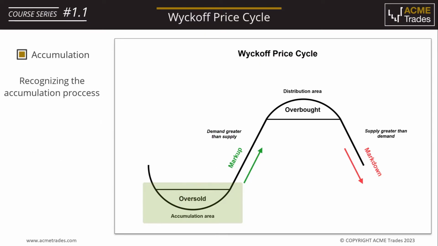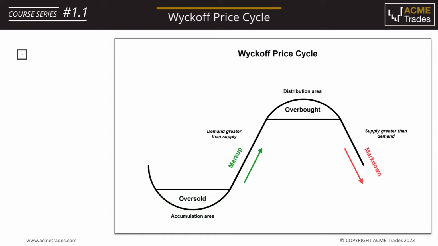Once we're able to recognize the process of accumulation, we too can position ourselves with the CO. There is much more to consider, such as timing, where we are within the accumulation phase, but we can save that for a more advanced video. Now, once the CO, the smart money, has accumulated enough stock, we enter the second phase, which of course is markup. And this is where price advances.